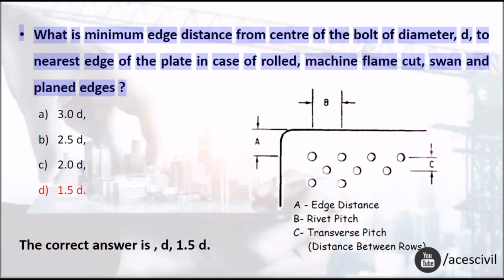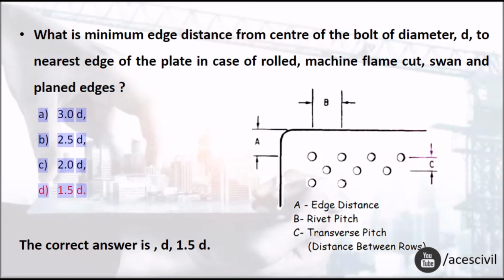What is minimum edge distance from center of the bolt of diameter D to nearest edge of the plate in case of rolled, machine flame cut, sawn and planed edges? A. 3.0 D. B. 2.5 D. C. 2.0 D. D. 1.5 D. The correct answer is D. 1.5 D.